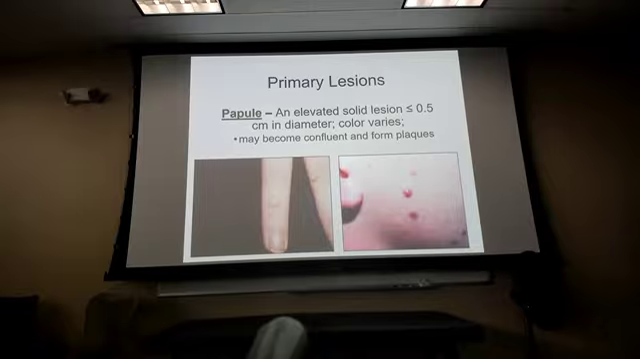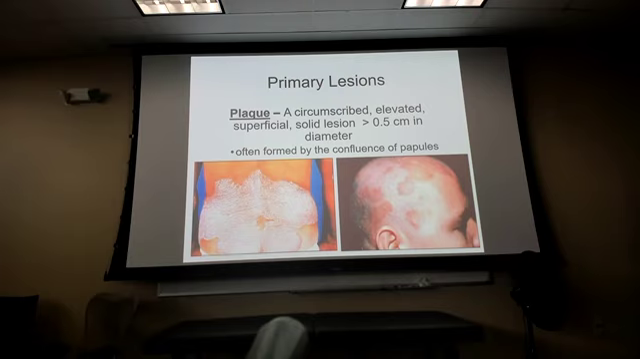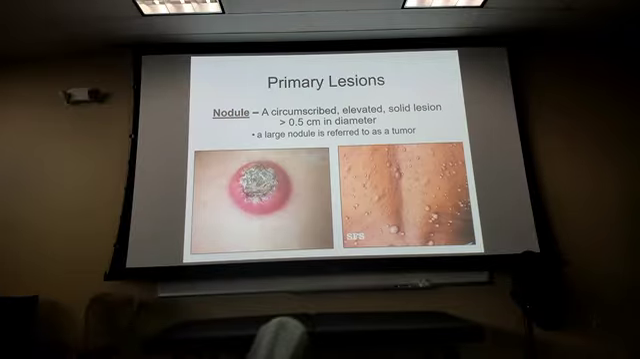Less than 1 centimeter, okay? Greater than or equal to 0.5 centimeters in diameter, that's that elevated solid lesion known as a papule. Plaque, you know what it is: elevated superficial solid lesions greater than 0.5 centimeters in diameter. So it's larger. We can have a nodule, elevated, greater than 0.5 centimeters in diameter, but a large nodule is referred to as a tumor because it looks like something is odd.